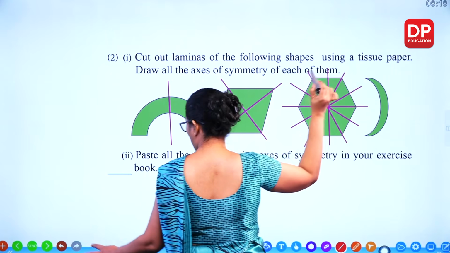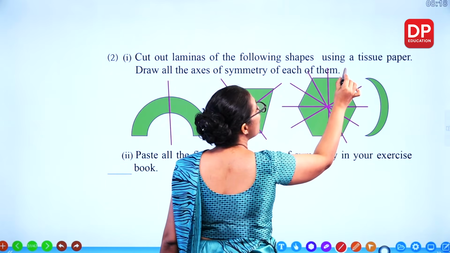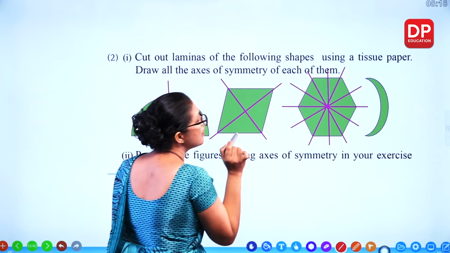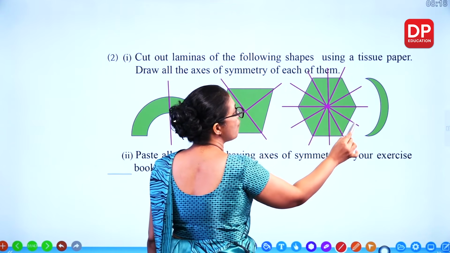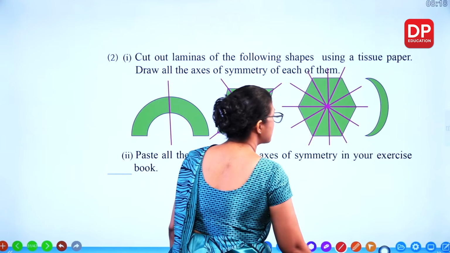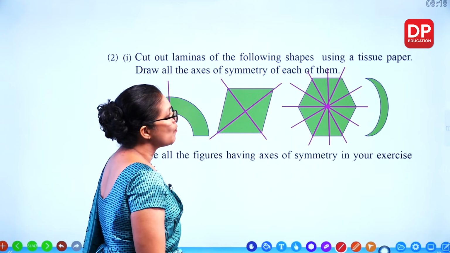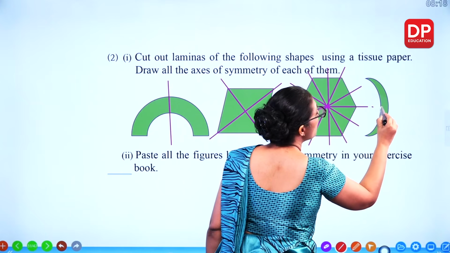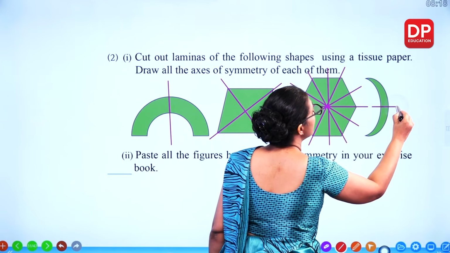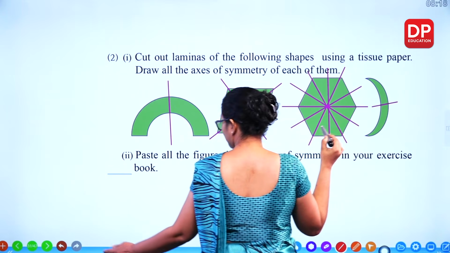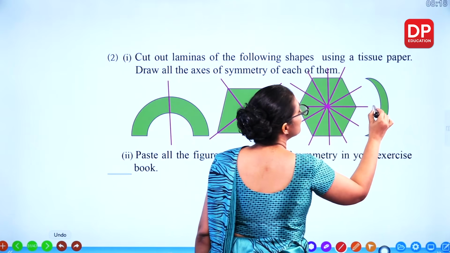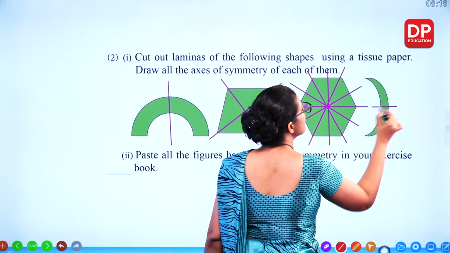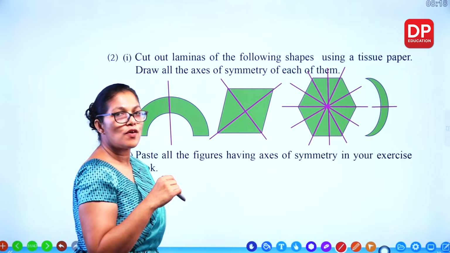So how many lines of symmetry are there? Axis of symmetry? 1, 2, 3, 4, 5, 6. 6 axes of symmetry. What about this diagram? Only 1 axis of symmetry. You can divide into 2 parts like this. So only 1 axis of symmetry there.